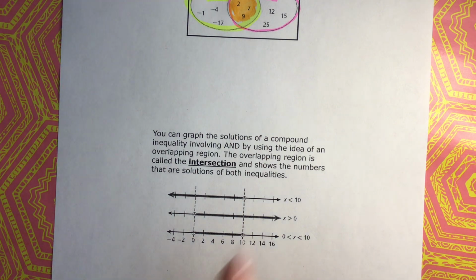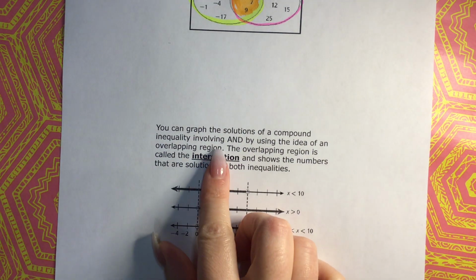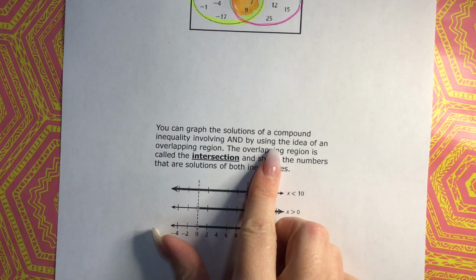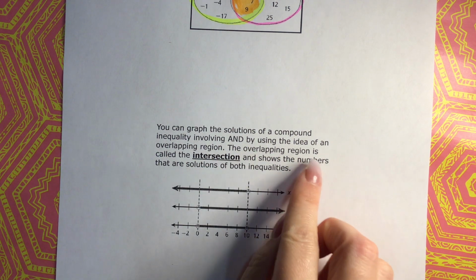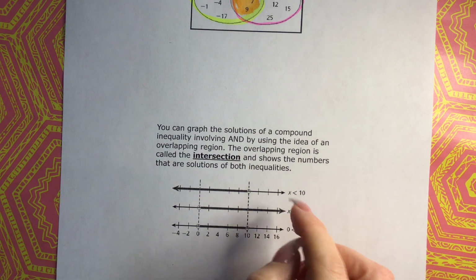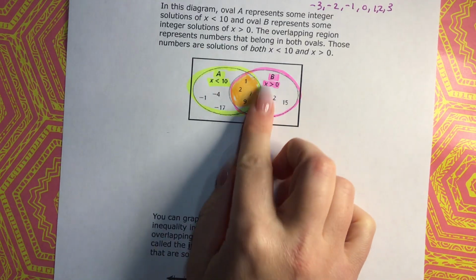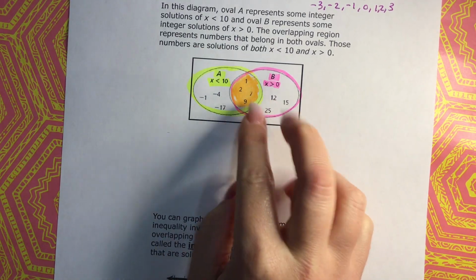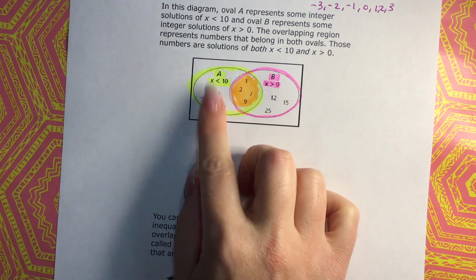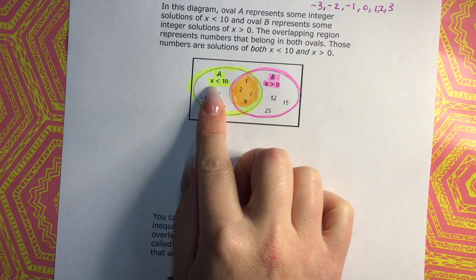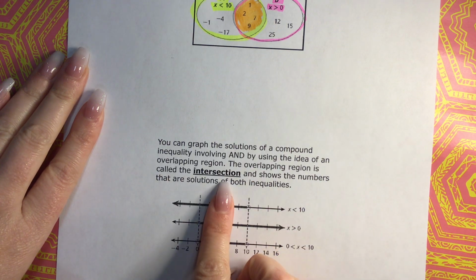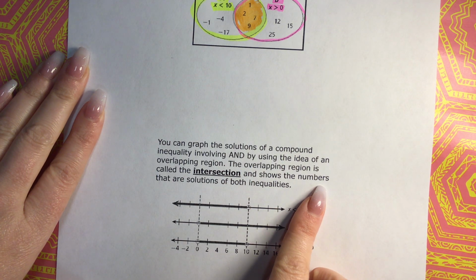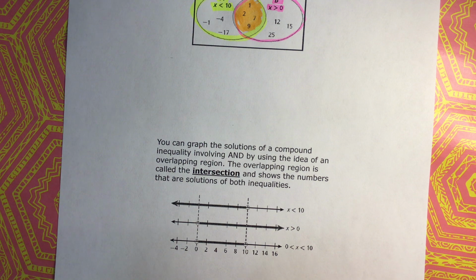So, you can graph the solutions of a compound inequality involving and by using the idea of an overlapping region. The overlapping region is called the intersection. It's where both of these circles intersect, okay? It's the solutions that fit both A and B. So the overlapping region is called the intersection and shows the numbers that are the solutions of both inequalities.